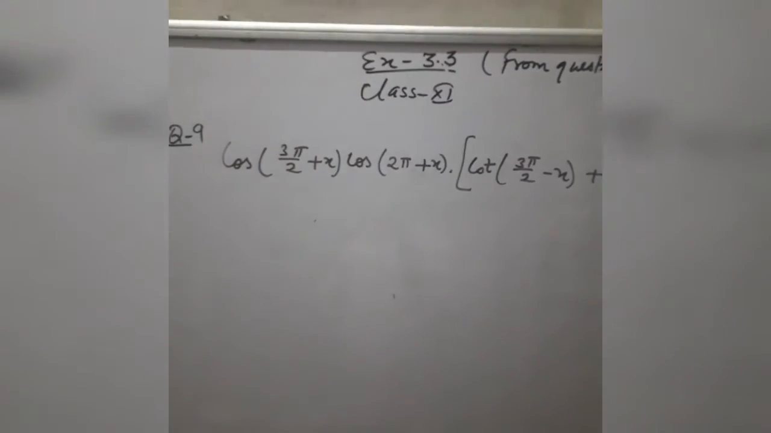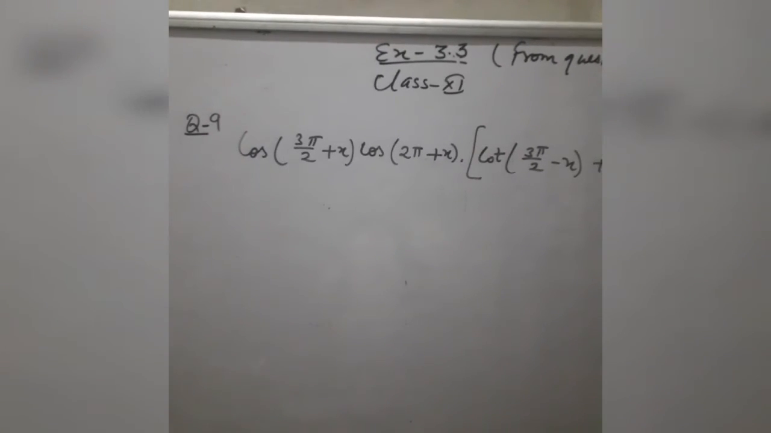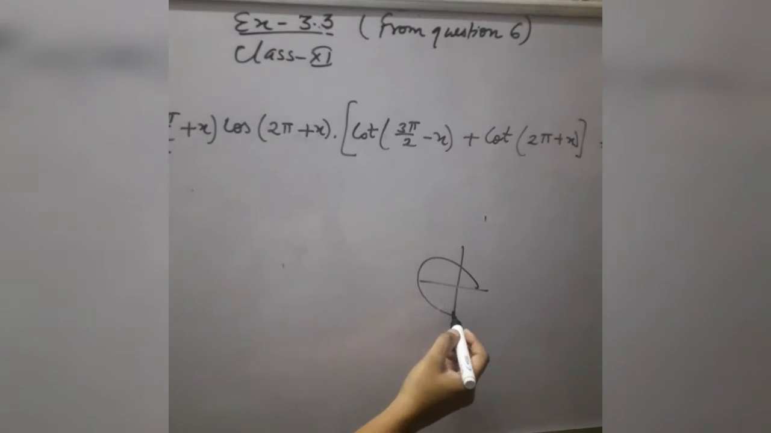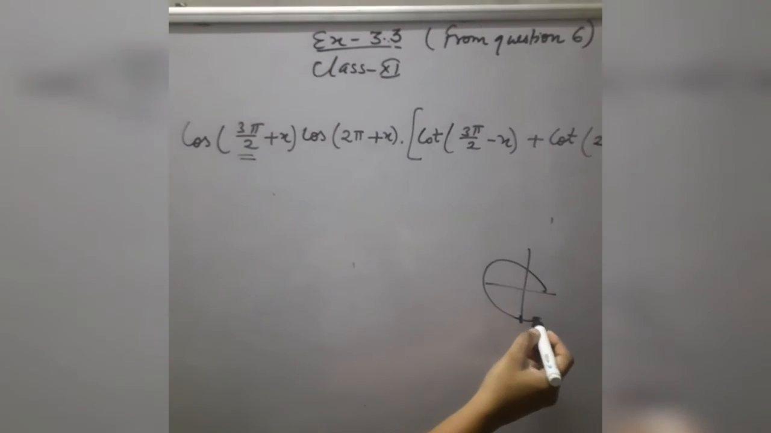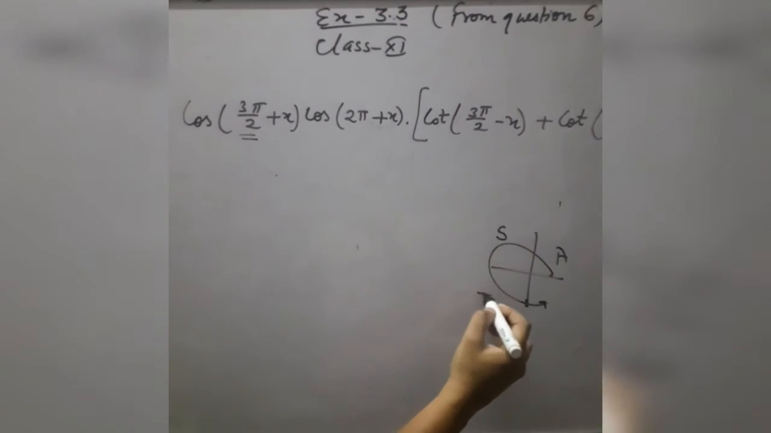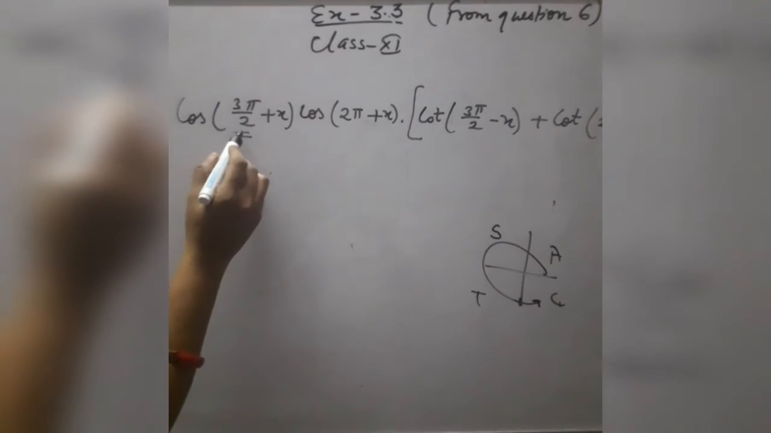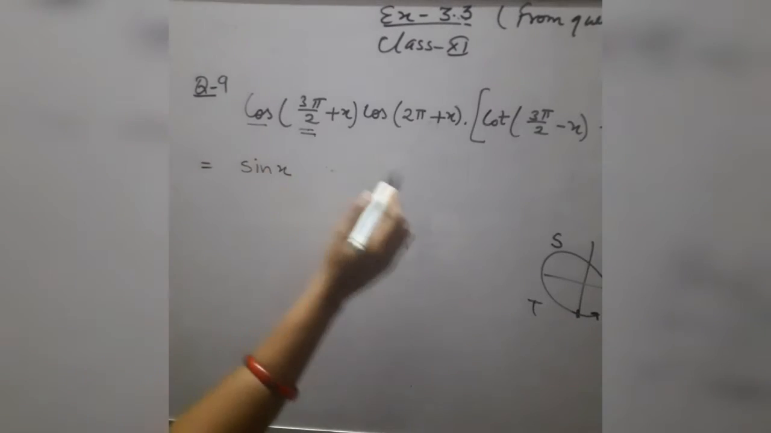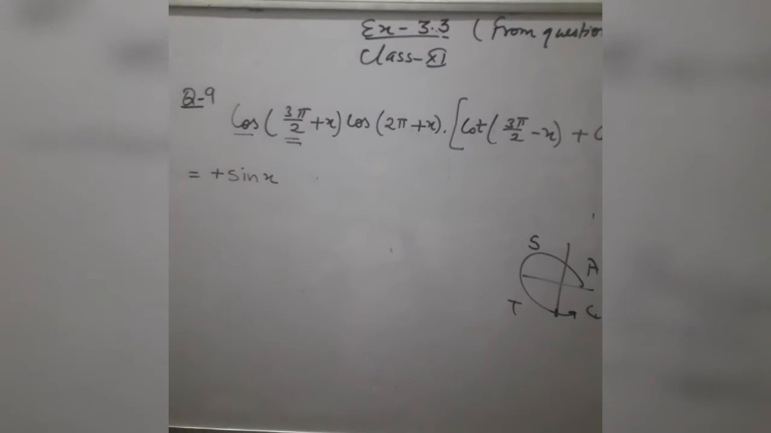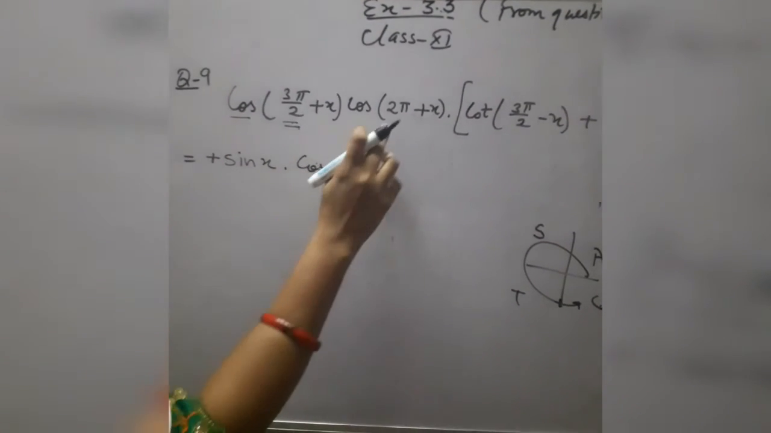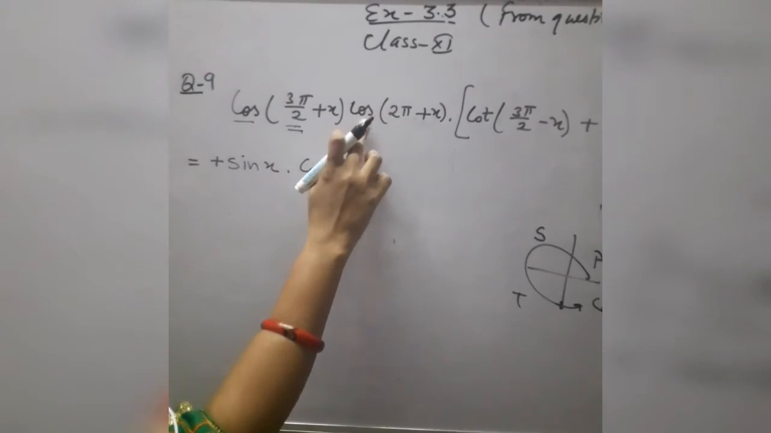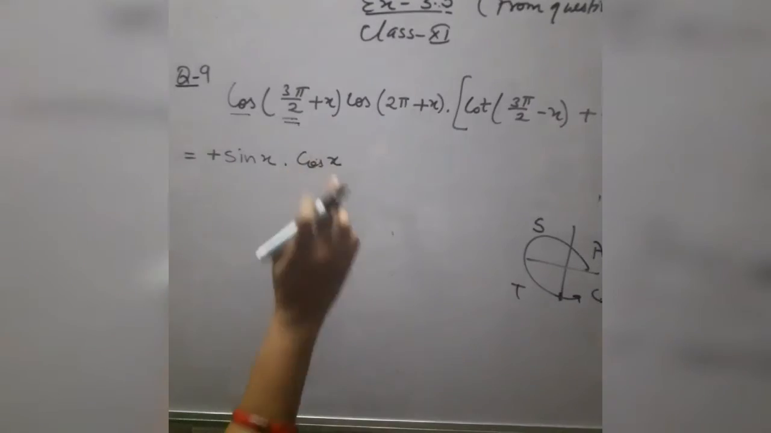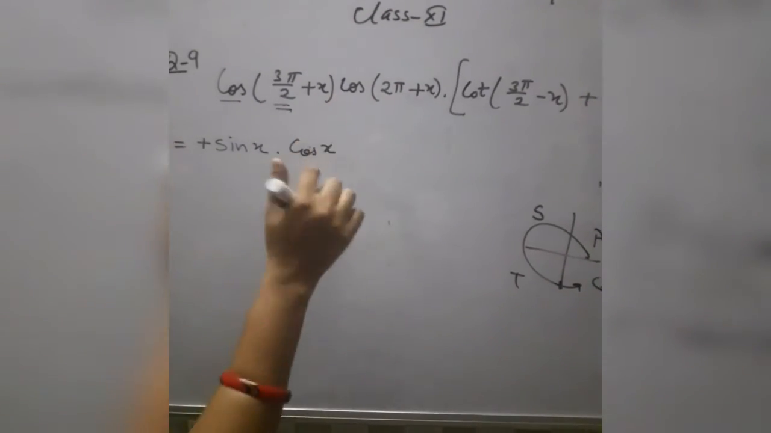Now we will take the left hand side of this result. Cos(3 pi by 2), 3 pi by 2 means 270, and when you add something you will reach the fourth quadrant, and in fourth quadrant cos is positive. In case of 270, this cos is changed into sin x, and since cos is positive in fourth quadrant, you will take a positive sign here. Now cos(2 pi plus x): in case of 360, this cos will remain as it is, and 360 plus something means first quadrant. In first quadrant all are positive, that's why you will write cos x.